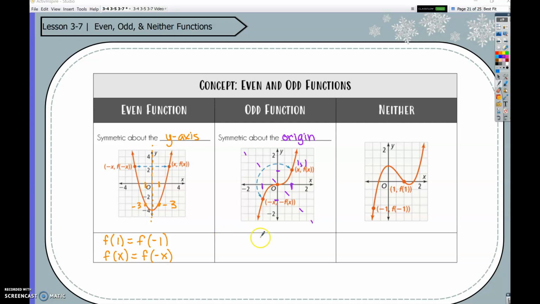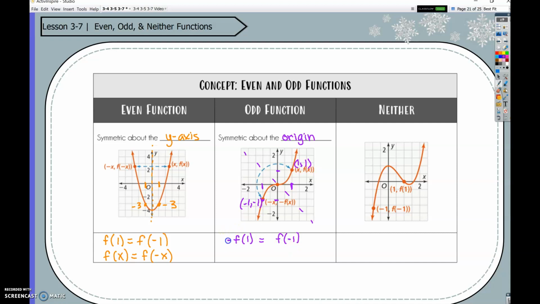If I were to plug in, I'm going to write this a little backwards. If I were to plug in 1, so if I plug in 1, I get 1 up here, 1, 1. Now, if I were to plug in -1, I get -1. That's down here. So if I plug in 1, I get 1, and if I plug in -1, I get -1. Again, they're kind of like that opposite. So it's not true that f of 1 equals f of -1.